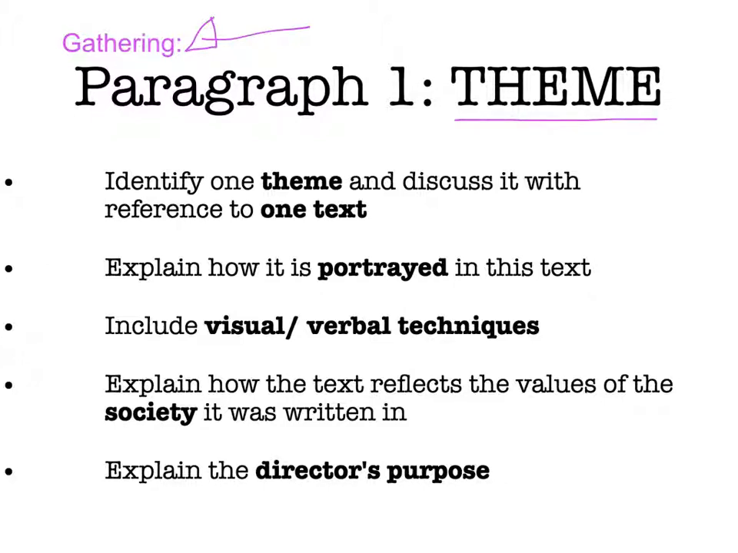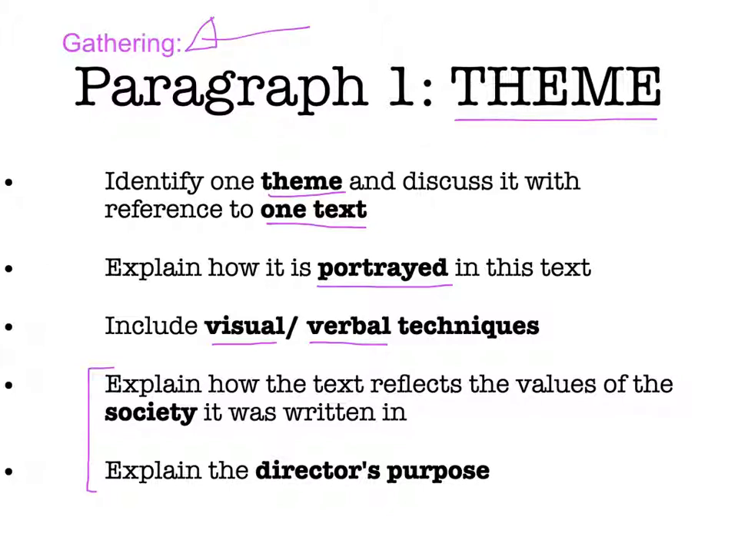So this is a little checklist for you to go through and make sure that you've got all of this in your paragraph, namely the theme in the first text, and then how it is portrayed or shown in the text. This is really important. You need to include a visual and a verbal technique in every paragraph, and this part is where you are making your link or judgments.